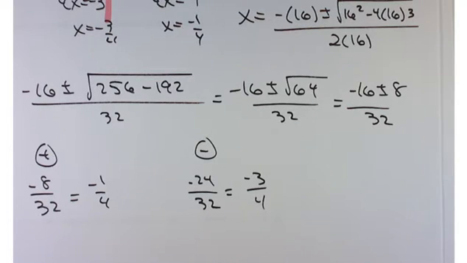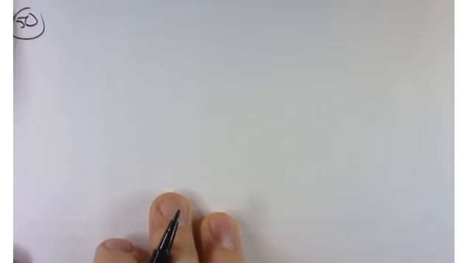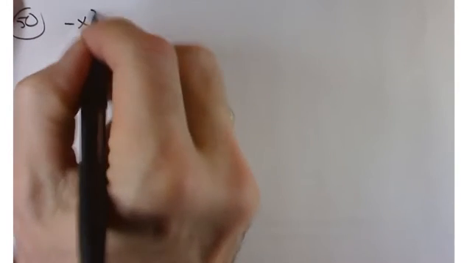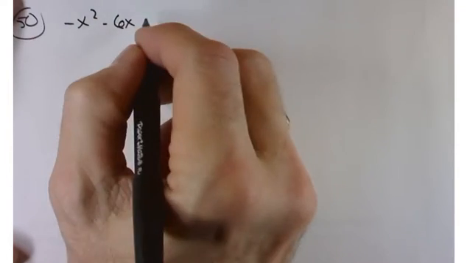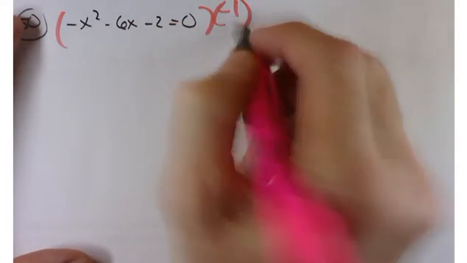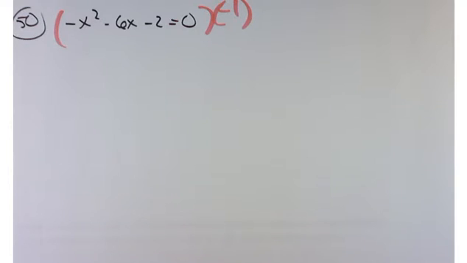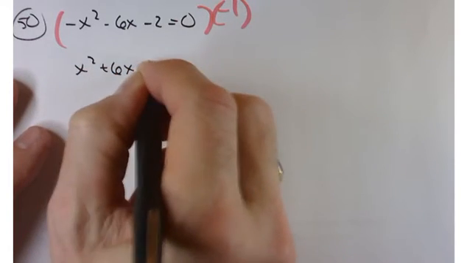Okay, problem number 50. Negative x squared minus 6x minus 2 equals 0. Jenna, suggestions to start out with on this one? Sure. Let's multiply through by negative 1 and just clean up some of the negatives here. So that gives us x squared plus 6x plus 2 equals 0.